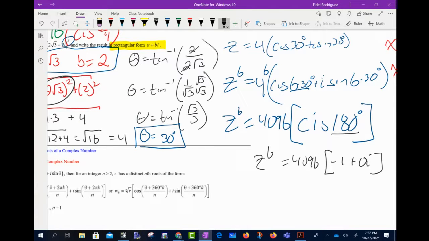So look what I'm doing, y'all. I'm just going to distribute this. 4,096 times a -1. What would it be? Yeah, negative 4,096. And 4,096 times 0i is just 0. There's our answer. There it is in rectangular form.